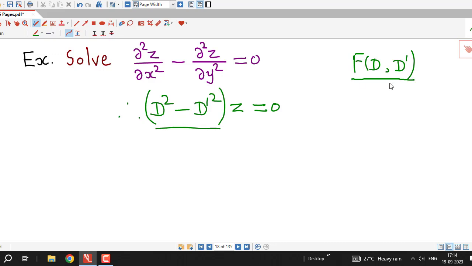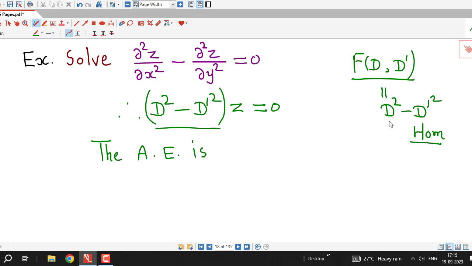So this capital F, which is D square minus D dash square for this equation, is a homogeneous function of D and D dash. Therefore first we will write down the auxiliary equation, and for that we will replace D by small m and D dash by 1 in this function, and we will equate it to 0. Therefore the auxiliary equation is m square minus 1 equal to 0. This D is replaced by small m, D dash is replaced by 1, and we are equating it to 0.